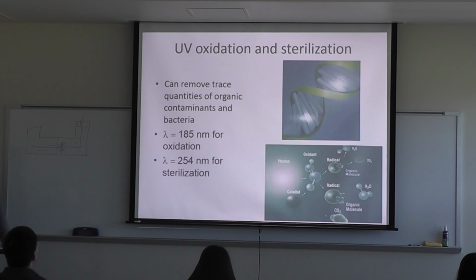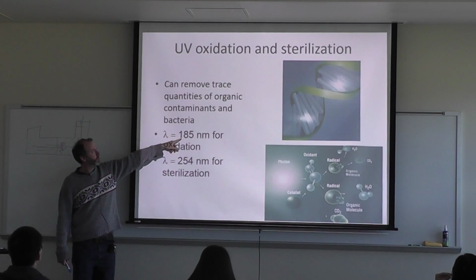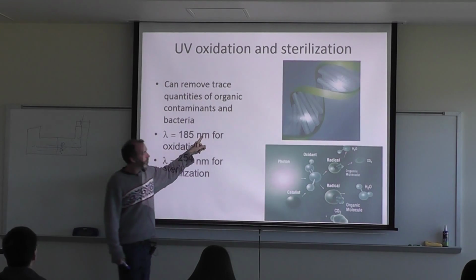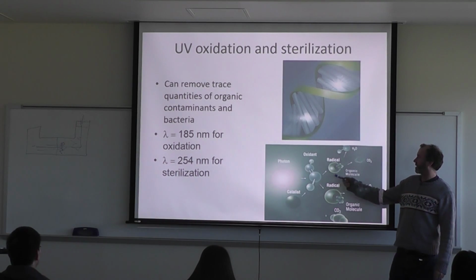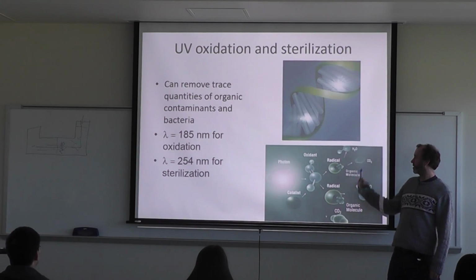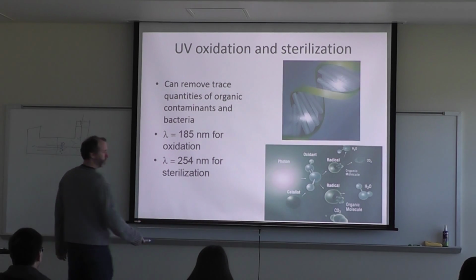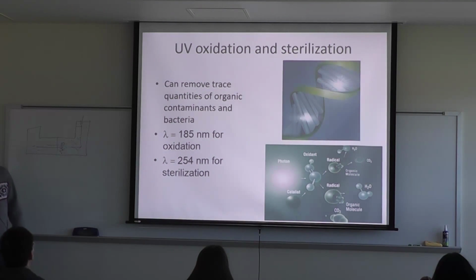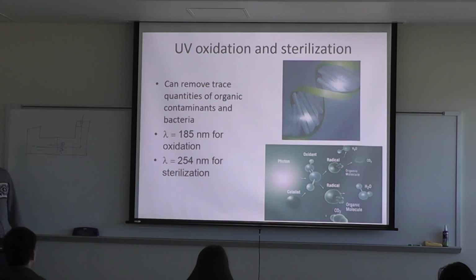UV oxidation and sterilization. So it can remove trace quantities of organic contaminants and bacteria. You're going to use 185 nanometers, and what that's going to do is convert oxidants into radicals, and it's going to oxidize your organic contaminants, producing water and carbon dioxide. And then 254 nanometers is what you use to sterilize it. And that's going to be absorbed by DNA, right? And cause mutations and prevent bacteria and other things from growing.